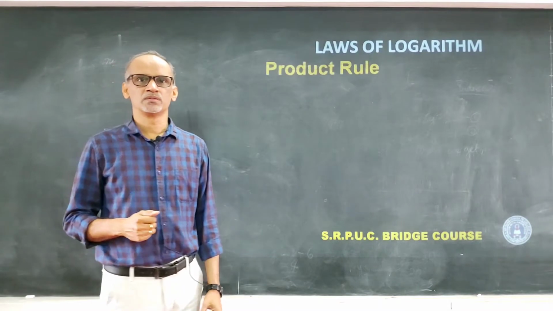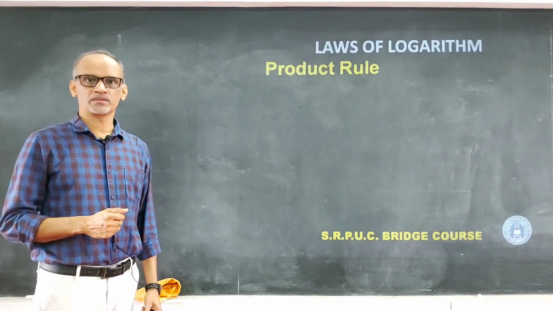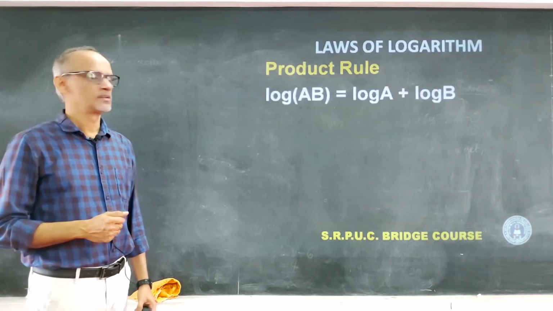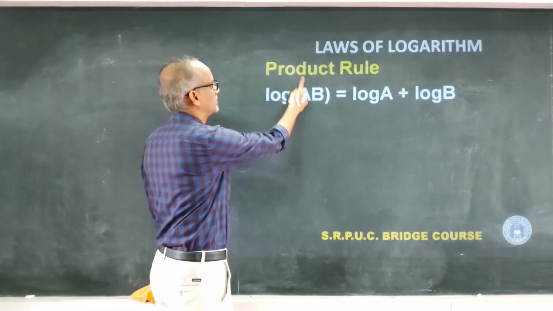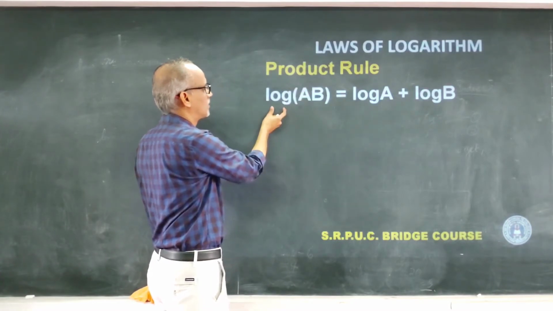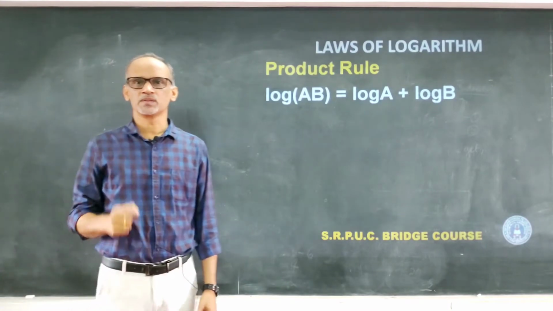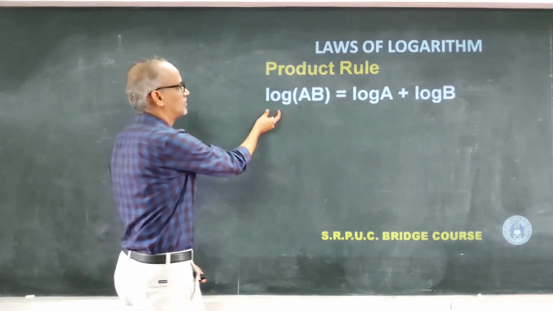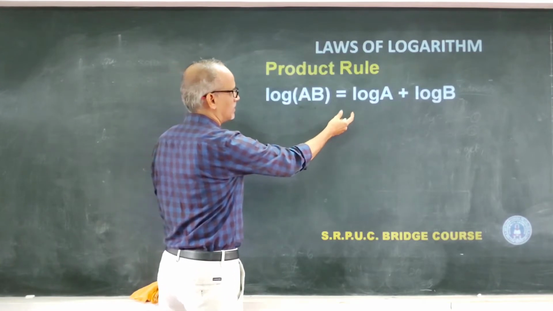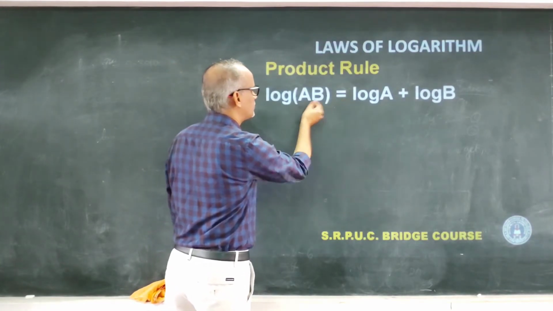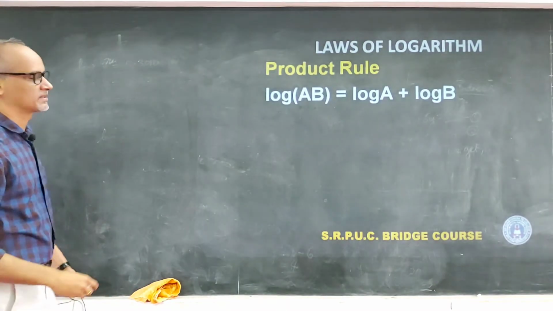The first rule is called the product rule. So what is the product rule? The product rule says the logarithm of AB, which is the product of two numbers, log AB, is equal to log A plus log B. So this is the product rule. The log of the product of two numbers is equal to the sum of the logarithms of the individual numbers. Let me give an example for this product rule.